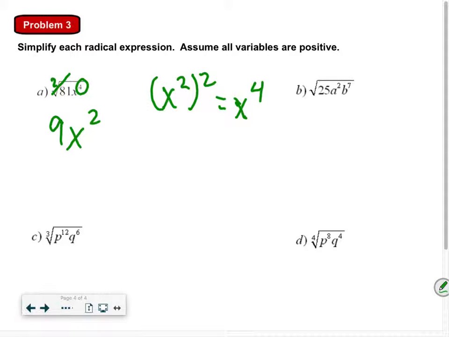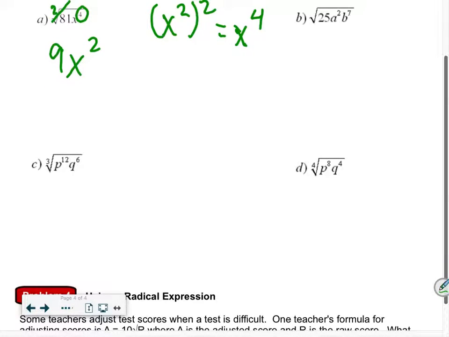Okay. Let's jump down to C. We'll go back to B, but C for right now. Thinking of that, P to the 4th, Q to the what? 2nd. You guys agree? 12 divided by 3, 4. 6 divided by 3, 2. 7's not divisible.